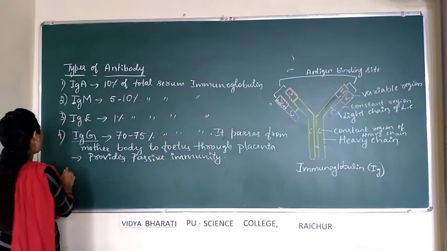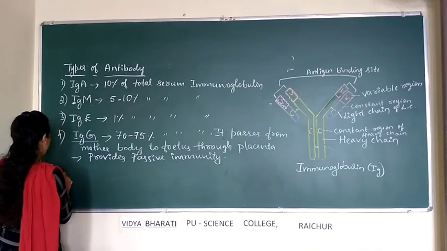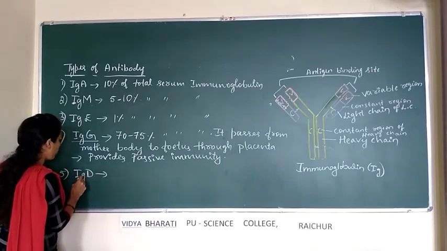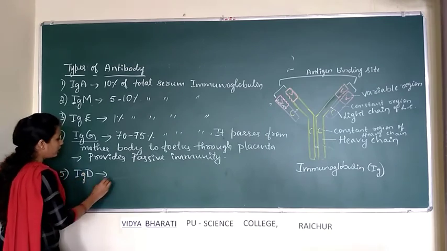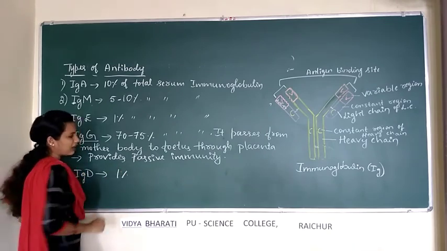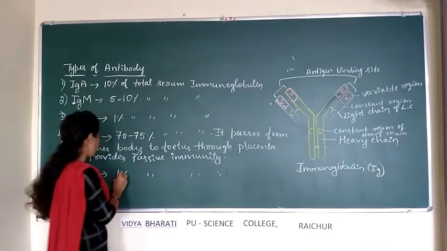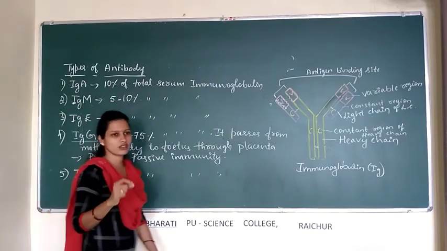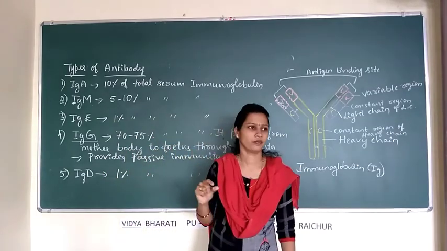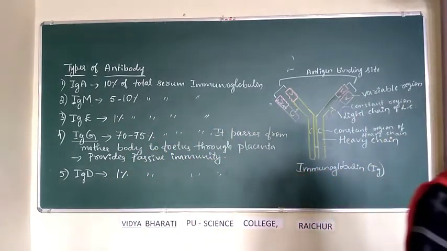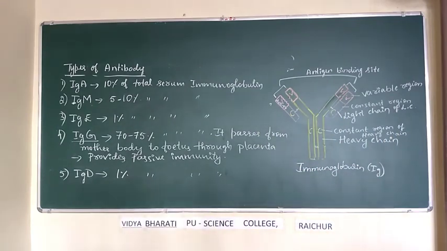Then one more type is IgD, immunoglobulin D. It constitutes less than 1% of total serum immunoglobulin. Means it constitutes a very small portion.